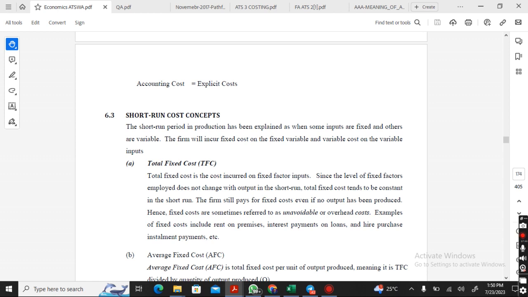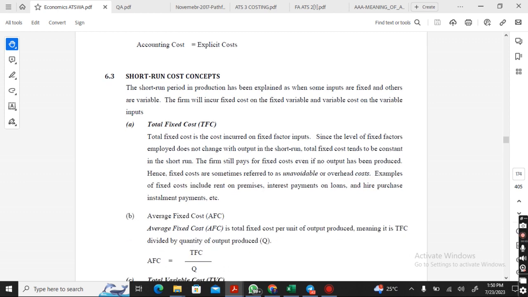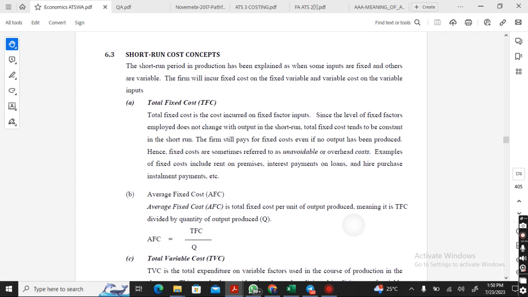Are you with me now? Rent is a fixed input, so the cost you incur on that rent, which is 1.2 million, is the fixed cost every month, every year. The variable cost is on labor, like maybe some labor are coming today, tomorrow. Now let's look at the total fixed cost, TFC. Total fixed cost is the cost incurred on the fixed factor input.